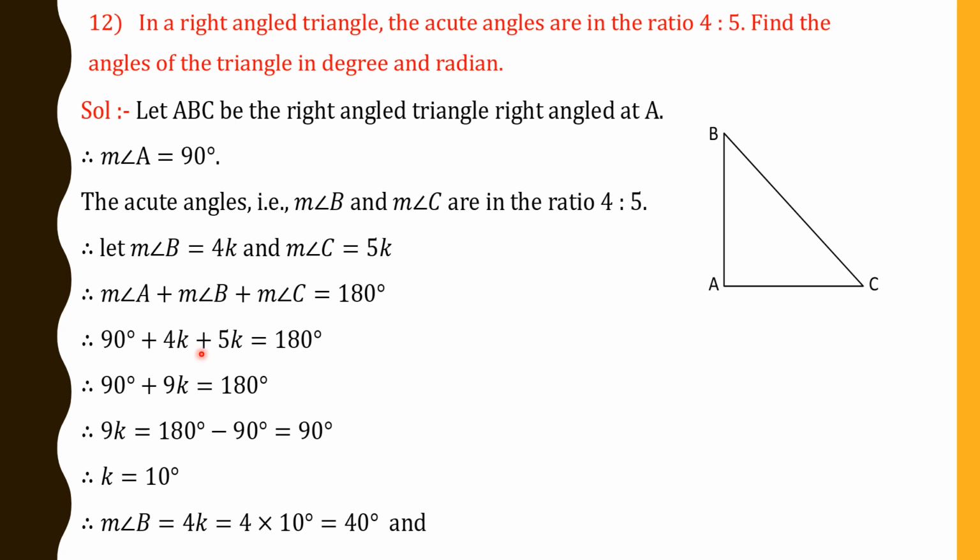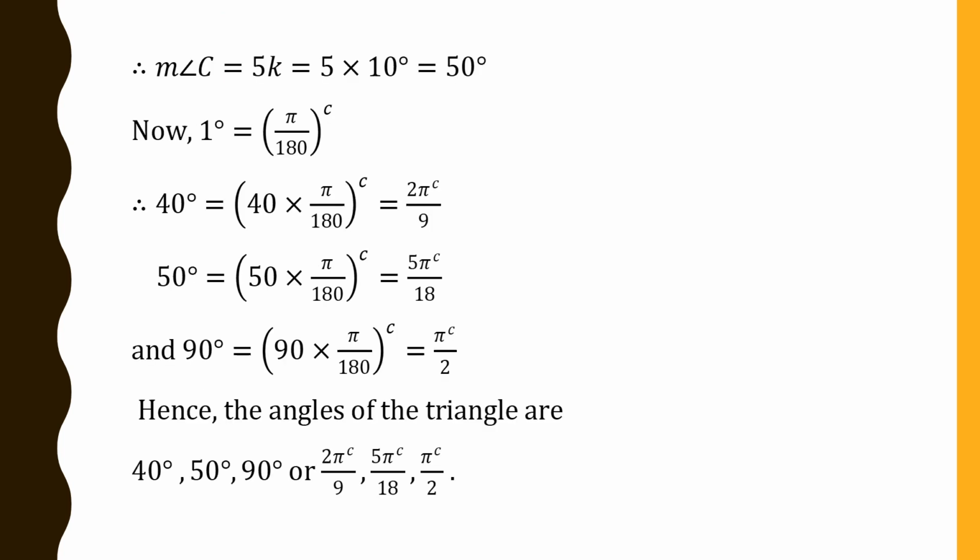90 plus 4K plus 5K is 9K equal to 180 degree. We have to find the value of K. Therefore, 9K term take on LHS and 90 degree take on RHS. It is 180 degree minus 90 degree equal to 90 degree. 9K equal to 90 degree, divided by 9 means K equal to 10 degree. Therefore, measure of angle B is 4K equal to 4 into 10 degree equal to 40 degree. And measure of angle C equal to 5K, 5 into 10 degree equal to 50 degree.